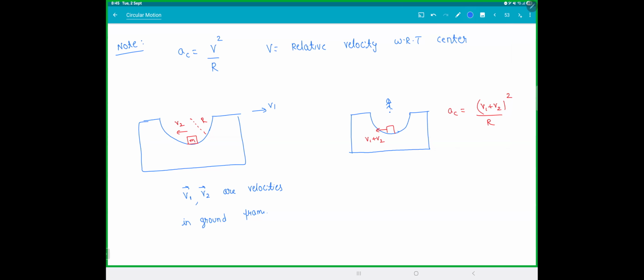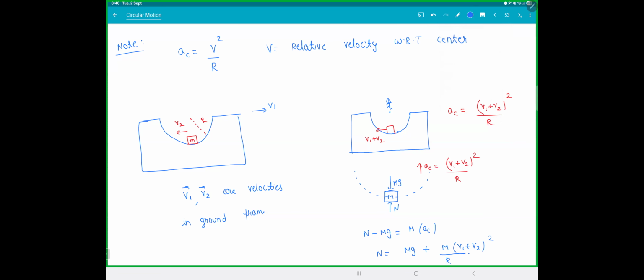So that v is not the velocity in the ground frame, that v is the velocity with respect to the center. So if you actually try to draw the FBD, we get normal reaction and mg. Since you are going in a circle, we have centripetal acceleration, or you can use centrifugal force. Both are fine. Then we write N minus mg is equal to mass into acceleration. So the normal reaction will be mg plus m into (v1 plus v2) whole square by r. So keep this one thing in mind.